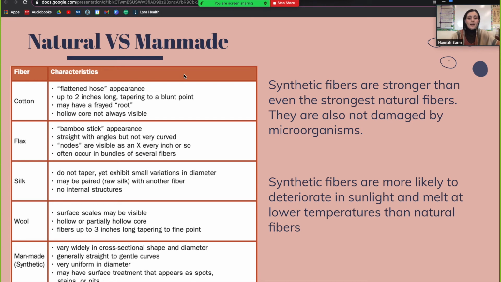Wool will have surface scales visible because it is a hair. The fibers are hollow or partially hollow in their core, they are up to about 3 inches long, and they taper to fine points. And then finally, synthetic fibers, because they are made for the demand of whatever purpose we're trying to make them for, vary pretty widely in cross-sectional shape and diameter, and they generally tend to be straight with maybe some gentle curves. They are pretty uniform in diameter, and they might have surface treatments that appear as spots, stains, or pits, things that might be done chemically to change that fabric for whatever purpose we intend it to be.